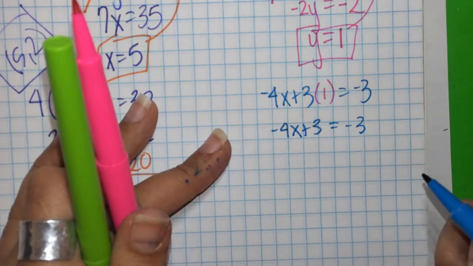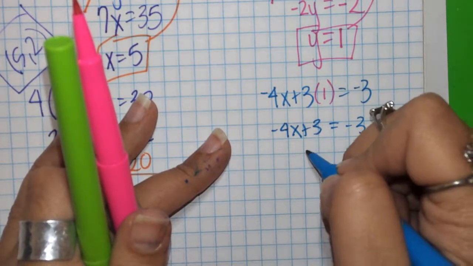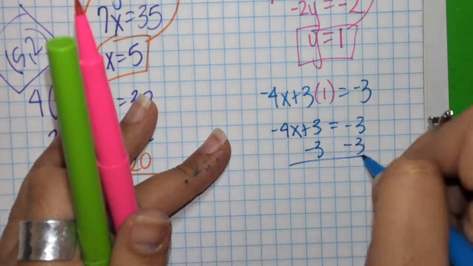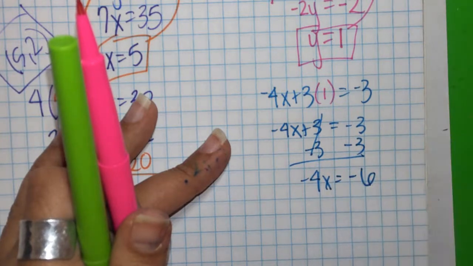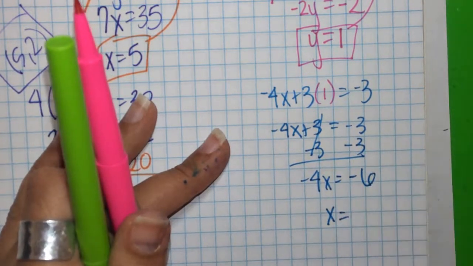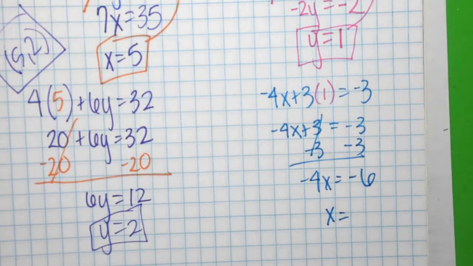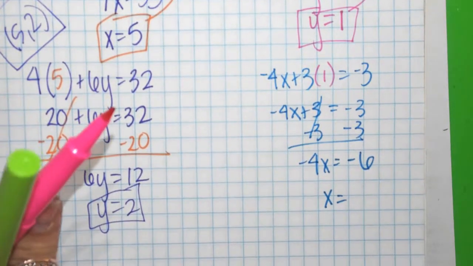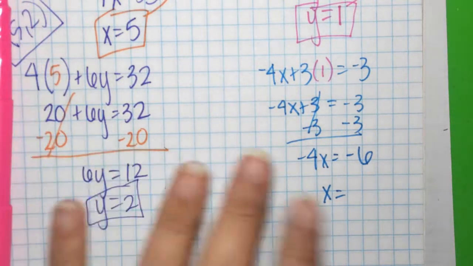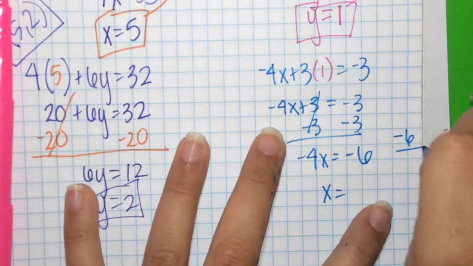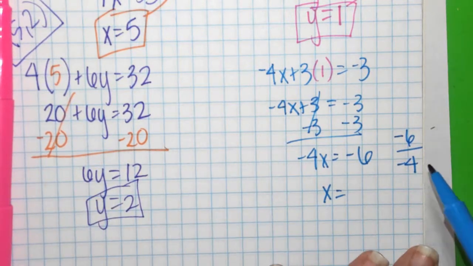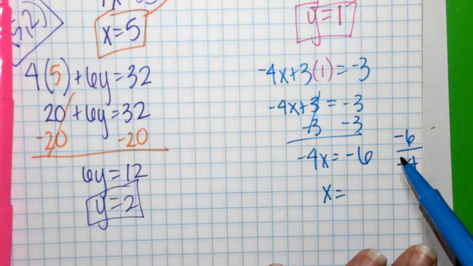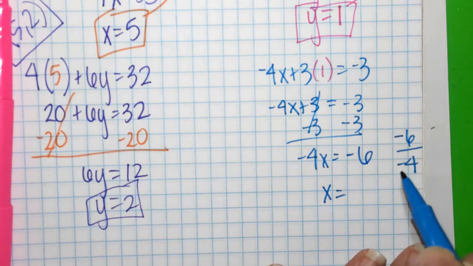And now what do I do? Negative 6. 5. Do you get positive 2? No. Or do you get positive 3 halves? Because it's negative 6 divided by negative 4, right? Does 4 go into 6 evenly? No. You get a point.